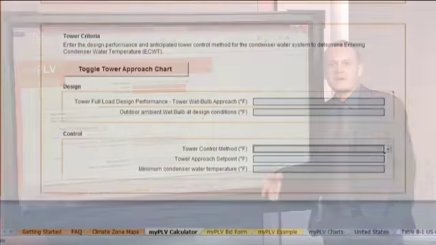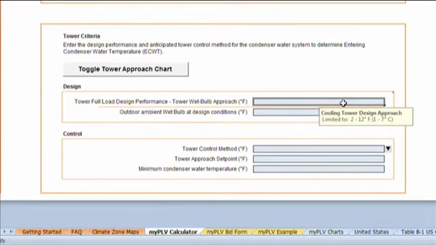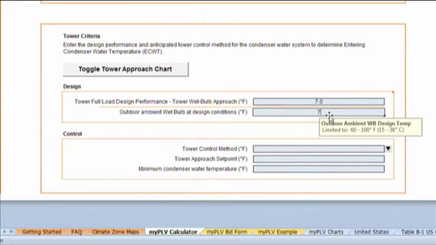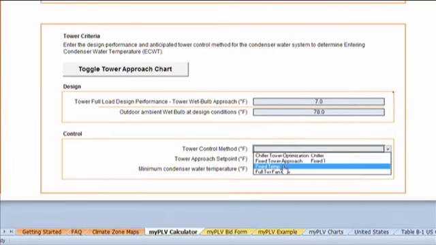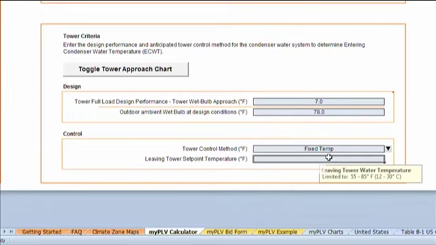The tower control can be found at the bottom of the screen. The user will need to enter both full load design approach and outdoor ambient design wet bulb. For our example, we'll use 78 degrees for the design wet bulb and a 7 degree approach. This corresponds to an 85 degree design entering condenser temperature for the chiller. The tower control we'll select is fixed temp with a set point of 55 degrees.